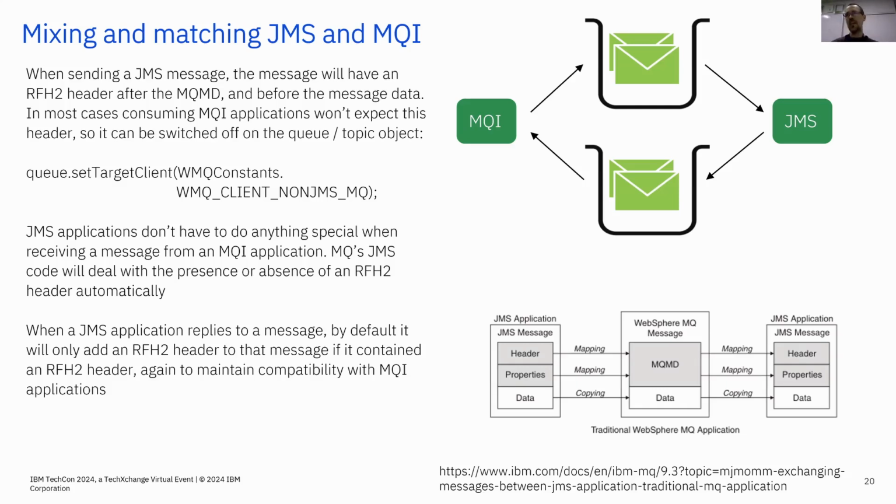Going the other way around, if you send an MQI message to JMS, you don't have to care about whether there's an RFH2 header there or not. JMS will tolerate it either being present or not being present. It just deals with it under the covers. And again, the nitty-gritty details of these mappings are on that link on the bottom right-hand side.